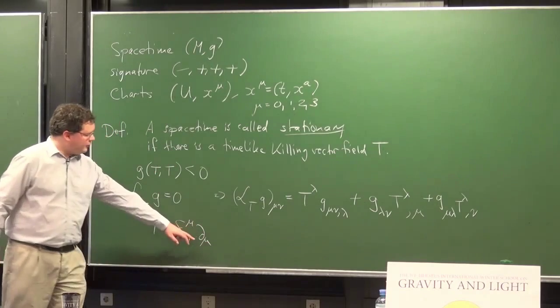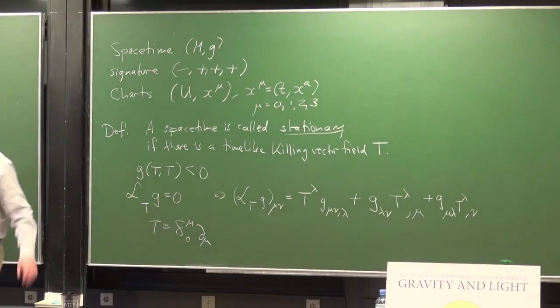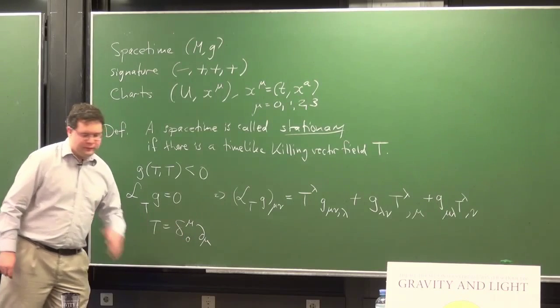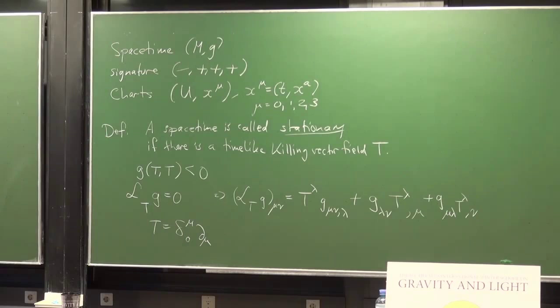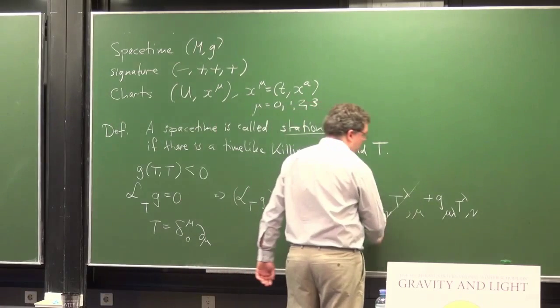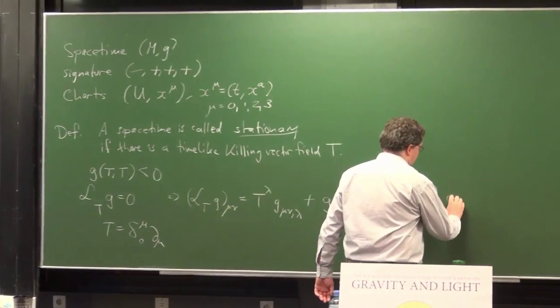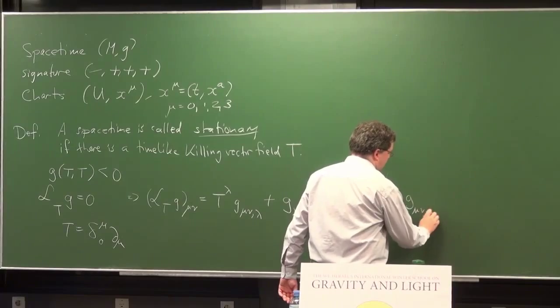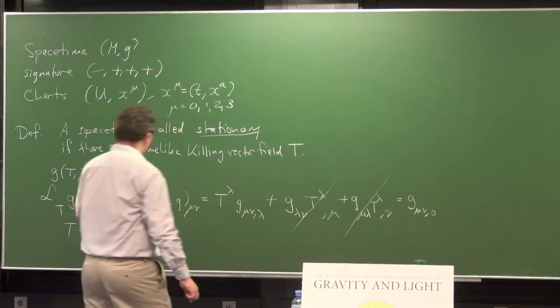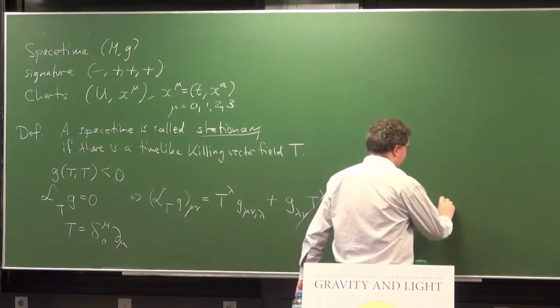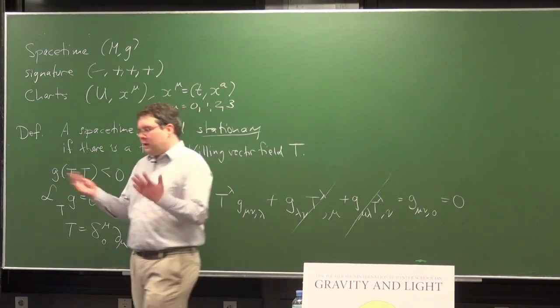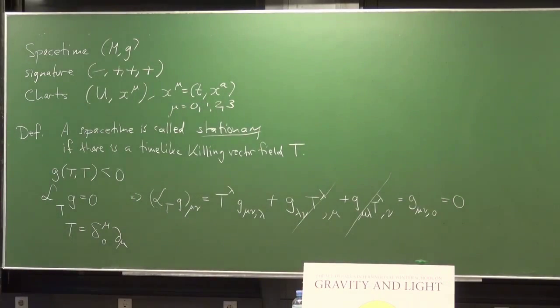So I use this notation for the basis that's coordinate induced. I guess you've seen that before. Right? So it's just a vector field that has components 1, 0, 0, 0. So as you can see then, these terms will go. And from this, we're just left with the derivative of the metric components with respect to time. Now all of that, of course, is supposed to be 0 for T to be Killing. So you don't really have to use Killing's equation in this particular case. Of course, you can also do that.